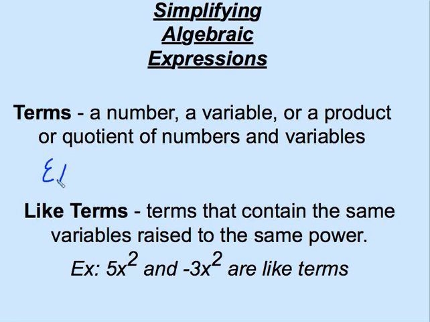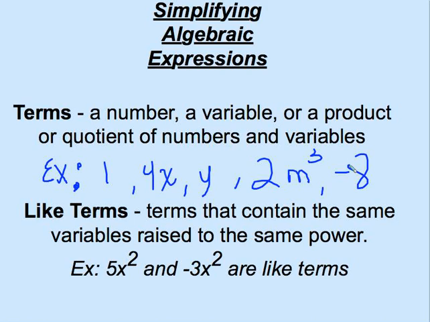So examples of terms: 1 is a term, 4x is a term, y is a term, 2m to the third power is a term, -8 is a term, -x over 2 is a term. So all of these are terms here. In an algebraic expression, you have terms that have variables, and you do have terms that are constant terms, meaning they do not contain variables. And we're going to look at the definition of constant in a second.